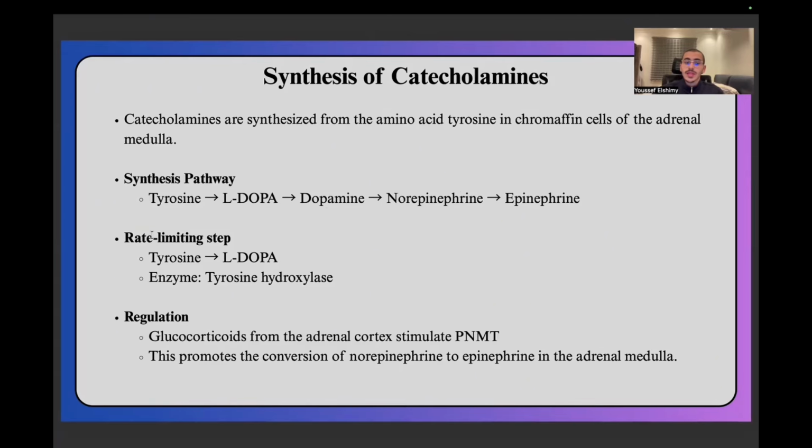One thing to notice is that the rate limiting step of the synthesis of catecholamines is the tyrosine conversion to L-DOPA, and this is done by the tyrosine hydroxylase. Another thing that we mentioned before, that glucocorticoids have important function on the adrenal medulla secretion, and it modulates the production of catecholamines. So what happens is that glucocorticoids from the adrenal cortex stimulate the PNMT, and this PNMT converts norepinephrine to epinephrine. So not only do glucocorticoids stimulate the release of catecholamines, they also help in converting norepinephrine to epinephrine by acting on the PNMT enzyme.